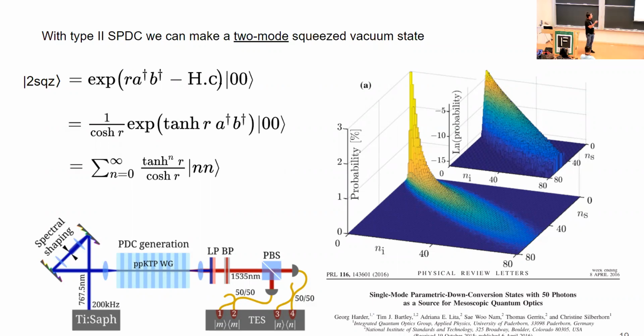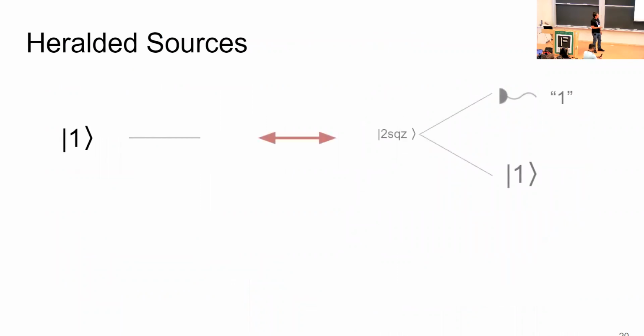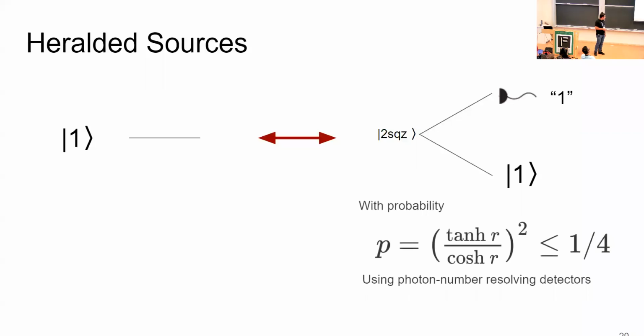So why is this useful? Well, because if you measure a single photon here, you know that you made a single photon there. So this is a heralded single photon source. And so if you want to make a state like this with one photon, what you can do is make a two-mode squeezed state, measure one half of it, and make sure that you get a 1. And then you know that you have prepared a single photon in the other arm. And it turns out that the probability that this succeeds is bounded by 1/4. That's the best that you can hope for, so 25%.